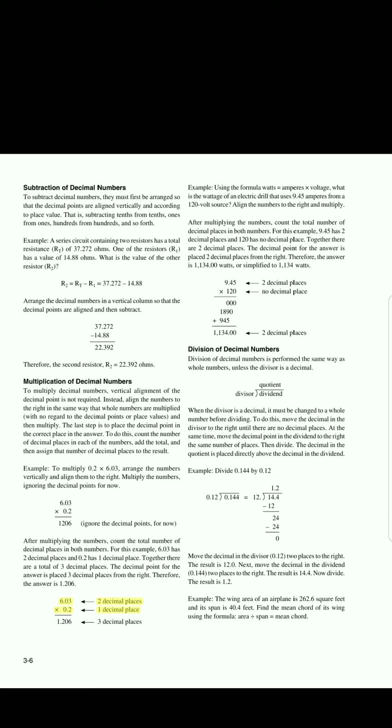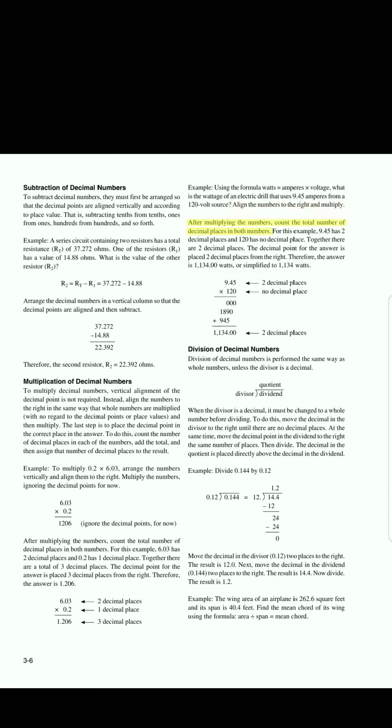6.03, 2 decimal places, times 0.2, 1 decimal place, equals 1.206, 3 decimal places. Example. Using the formula watts equals amperes times voltage, what is the wattage of an electric drill that uses 9.45 amperes from a 120 volt source? Align the numbers to the right and multiply.